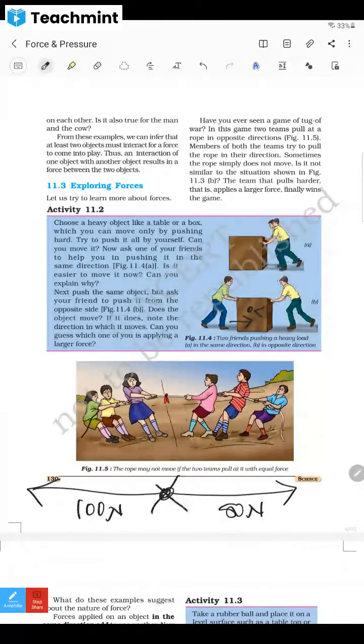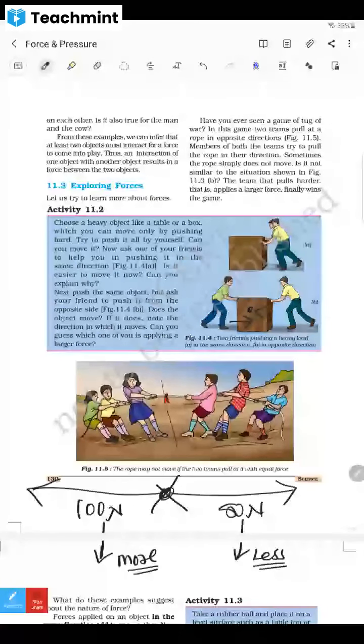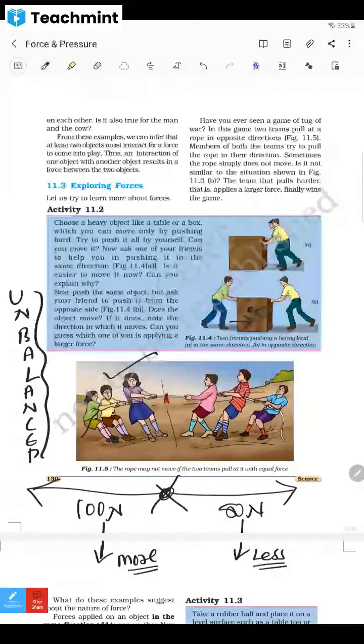Girls, sir. The girls along with the small boy will win. So whatever 100 Newton is there, this is more force, and whatever 80 Newton is there, it is less force. Correct? So these are the example for what forces? These are the example for unbalanced force, dear children. Because of that, the girls will be winning the game. I hope it is clear what is the meaning of balanced and unbalanced force.